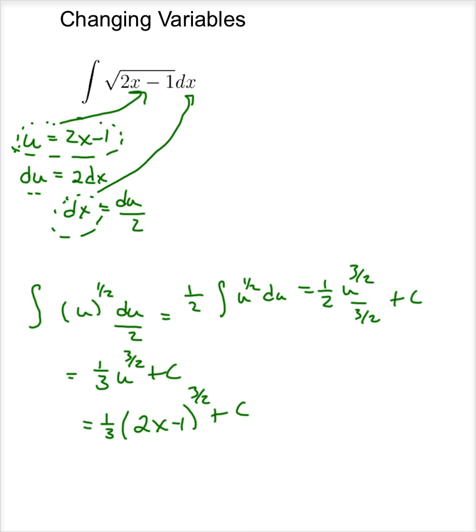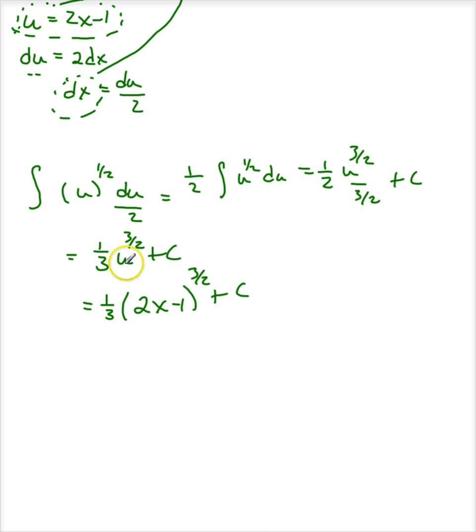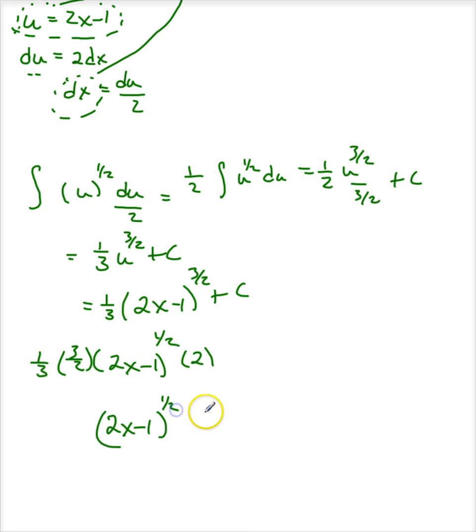Now I can check this. If I take the derivative of this, what am I going to get? It's going to be 1/3 times 3/2 times 2x minus 1. I'll lower the power by 1, so it comes down to 1/2, times the derivative of what's inside, which is 2. So the 3 cancels, the 2 cancels, and I'm left with 2x minus 1 to the 1/2, which is indeed what I started with.